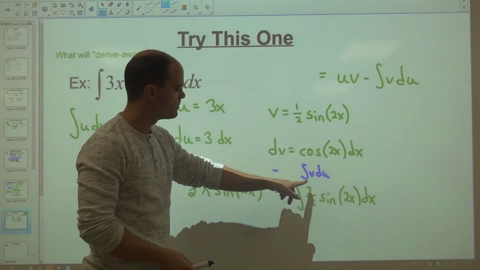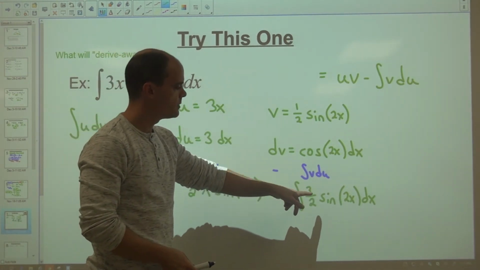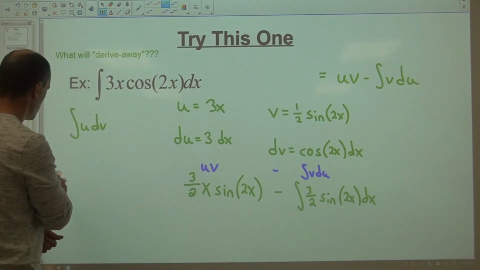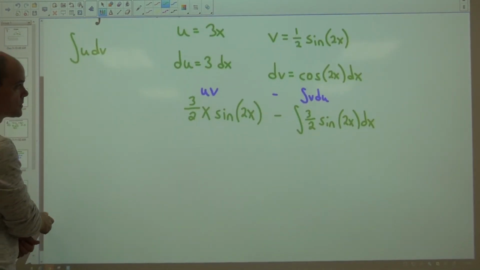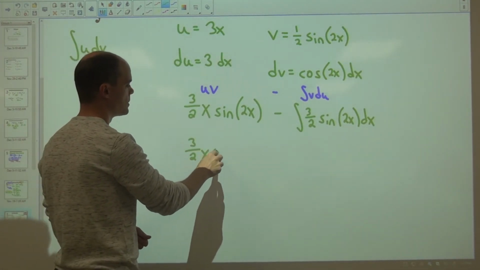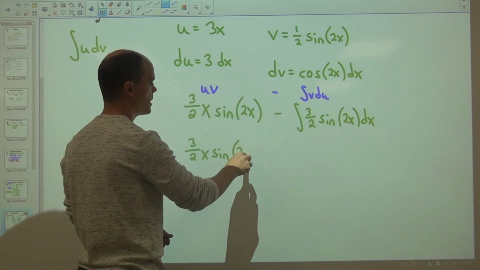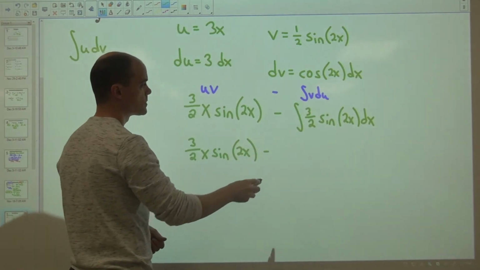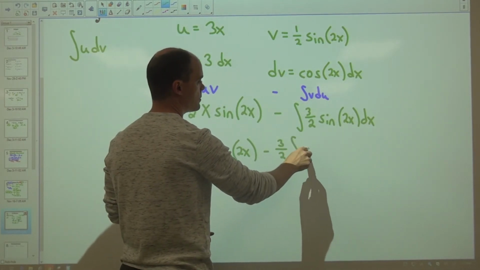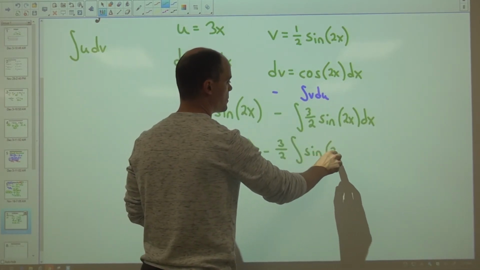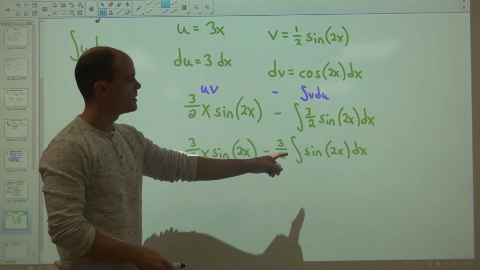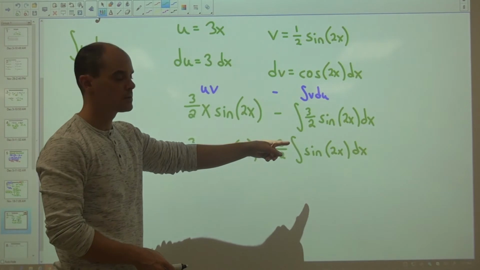Well, the 3 halves I can pull in front. The antiderivative of sine is negative cosine. So let's not jump to too much in our heads. I'm going to recopy this. 3 halves x sine of 2x minus, let's pull the 3 halves in front. So we have just this guy. And now the antiderivative of the sine is the negative cosine.